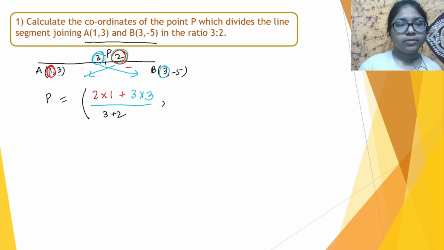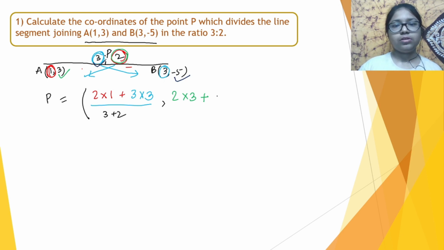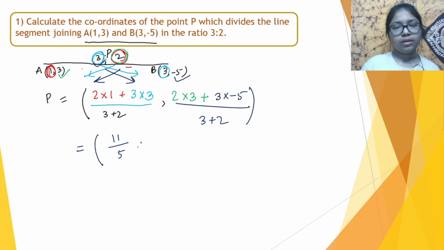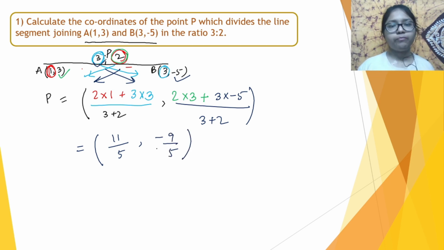Multiply 2 with 3, 2 into 3, and then multiply 3 with -5. So to find the y coordinate, you have to multiply the y coordinates with the ratio, 3 into -5. This is also the cross multiplication, by 3 plus 2. So this will give 2 into 1 plus 3 is 9, 9 plus 2, 11 by 5, comma, 6 minus 15, which will give -9 by 5. So the coordinate of P becomes (11/5, -9/5).